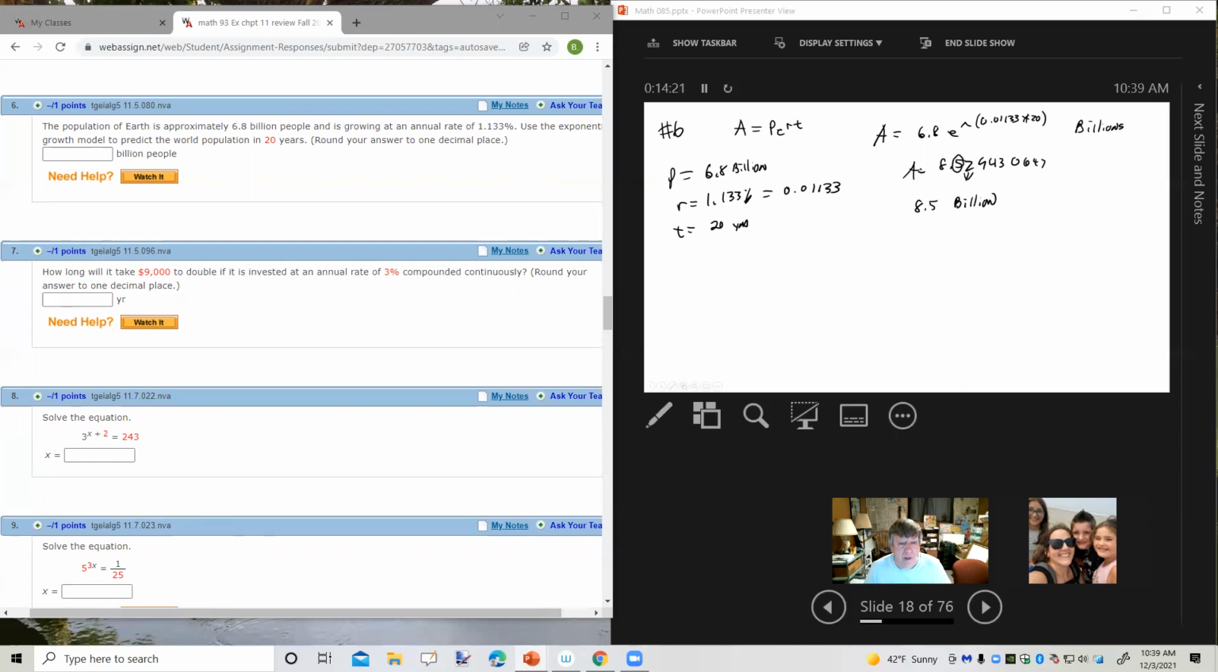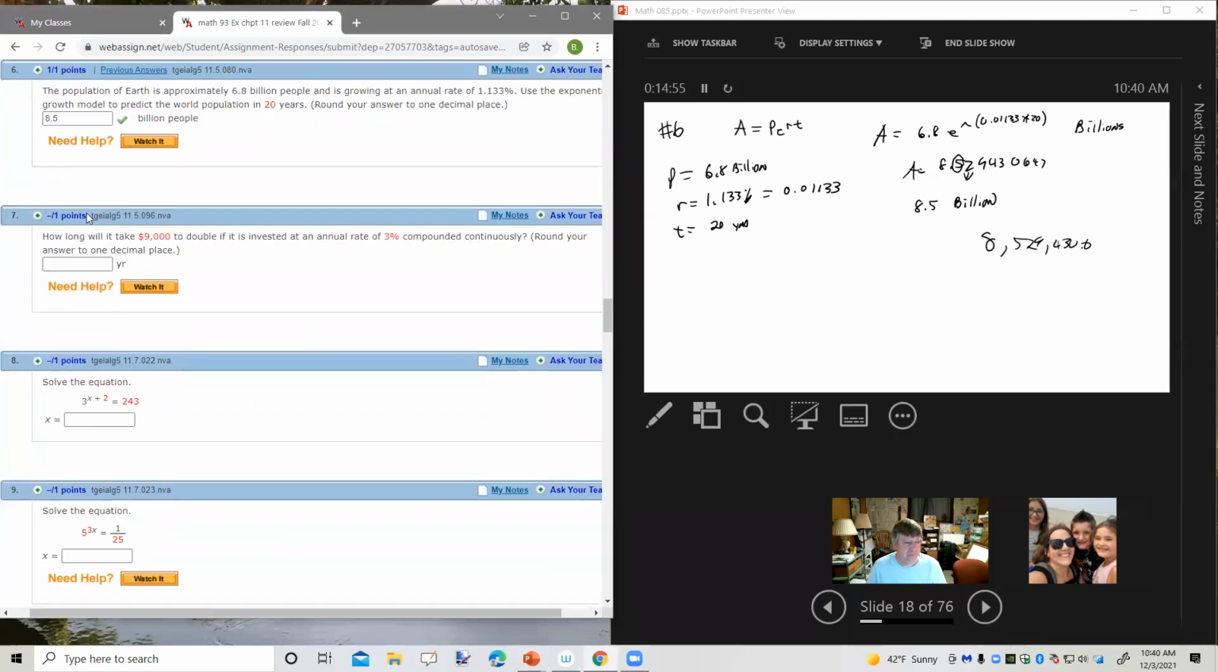billion. Now, a mistake I noticed that a lot of people made, they didn't put in 8.5. They put in like 8,529,430.6 or something. But notice that the units is in billions. The given amount originally is in billions. So here we want 8.5 in billions. All righty.